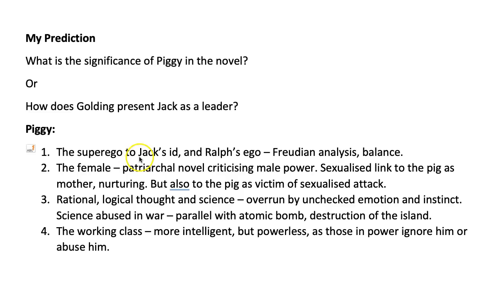And in contrast to that, Jack represents the id, the part of the mind that simply gives in to emotion and desire. And then the other contrast is Ralph, the ego, who tries to mediate between the id's desire and the superego's sense of morality. So what happens on the island is that the superego is destroyed when Piggy is killed, and this then allows Jack's id to take full control and lead to the eventual slaughter of all of them on the island.